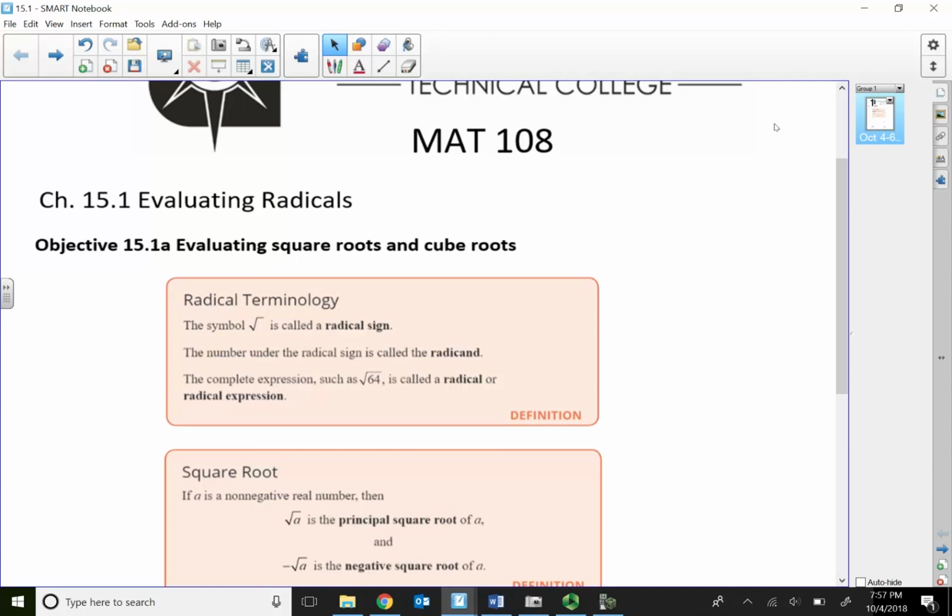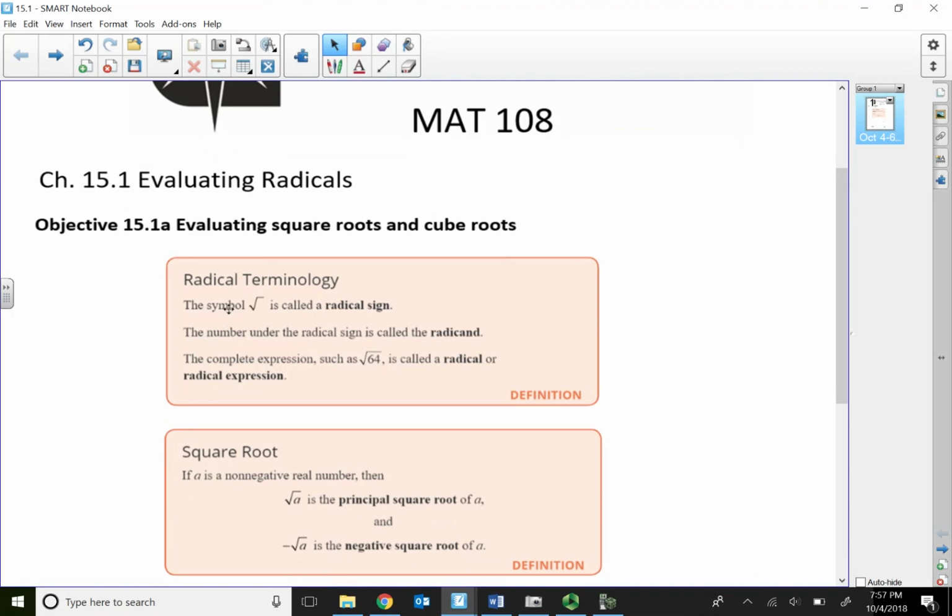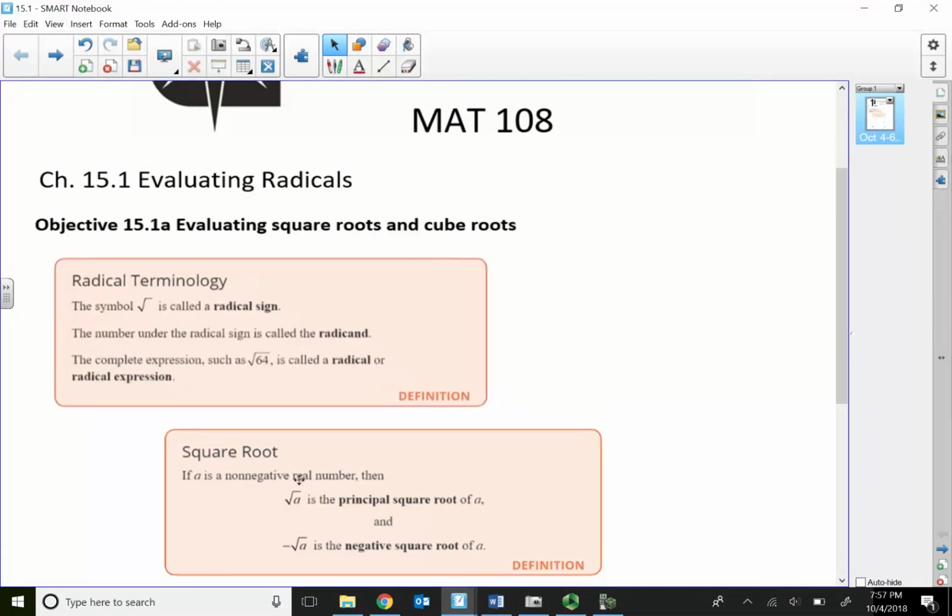In this lecture video, let's take a look at evaluating what are so-called radicals. So the entire module 15 involves this word called radicals. All right, so let's take a look at some terminology real quick.